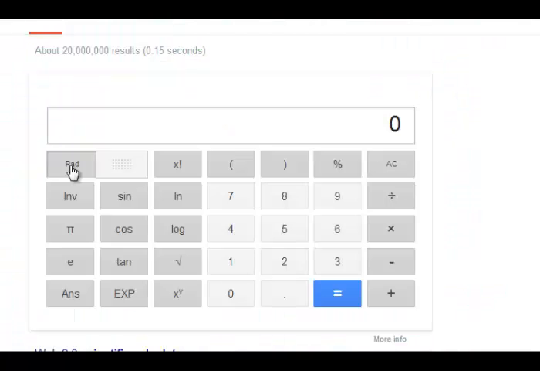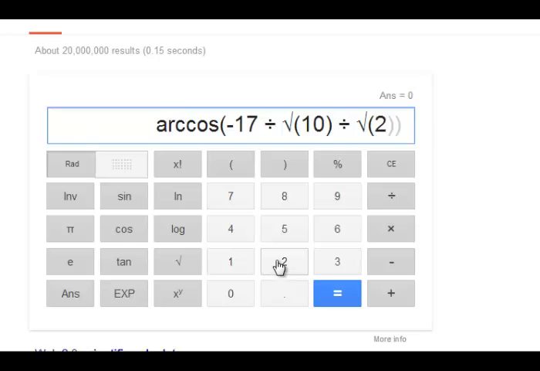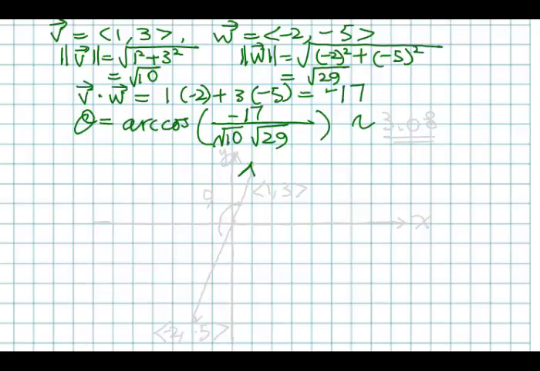We make sure the calculator is in radian mode. Arc cosine, open parentheses, -17 divided by square root of 10, close the parentheses, divided by square root of 29, close the parentheses, equals. Theta is approximately 3.08. We will sketch the vectors.